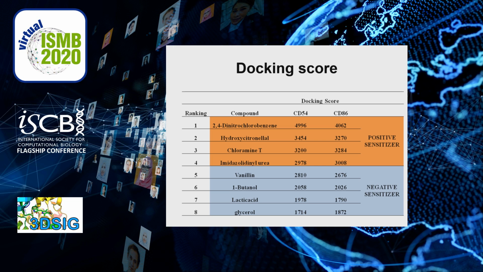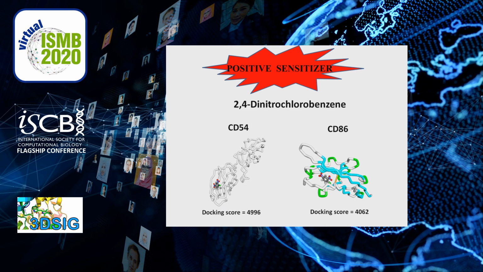Ranks number 1, 2, 3, 4 are those compounds which are mentioned as positive sensitizers in OECD guidelines. These are the 4 compounds, and here you can see the interaction with CD54 and CD86, with higher docking scores. And the rank 5, 6, 7, 8 compounds are non-sensitizers or negative sensitizers, and we are finding very low affinity for those compounds. So we separated the compounds into positive sensitizers with strong affinity and negative sensitizers with average to low affinity. We look here at the diagrammatic representation of binding of these compounds on two different proteins.